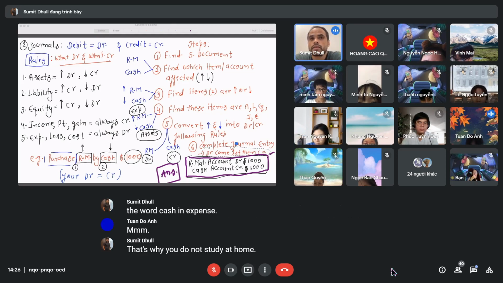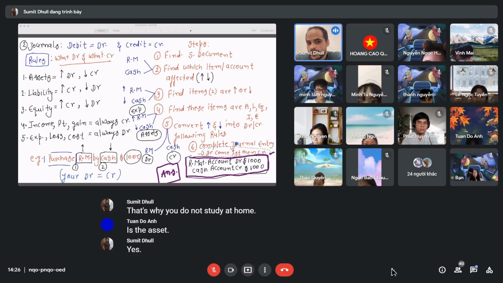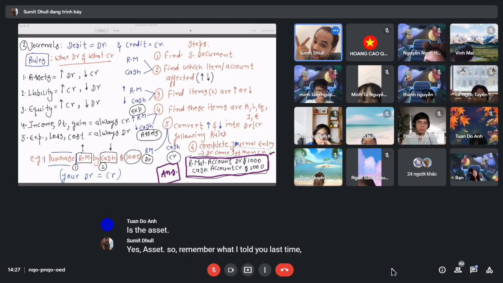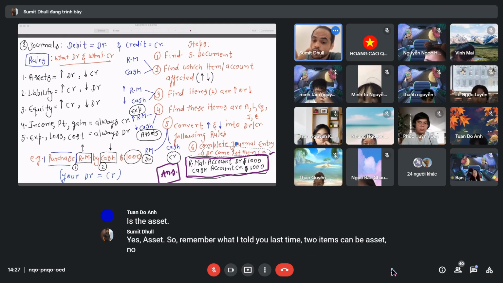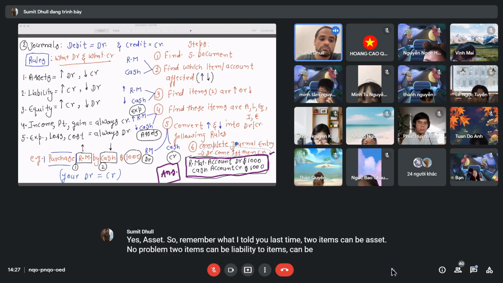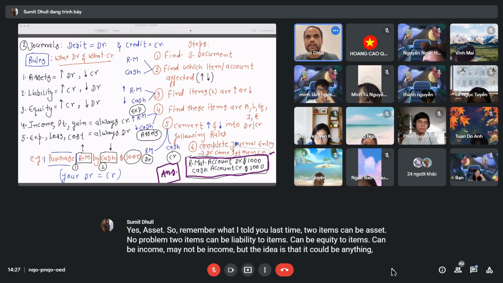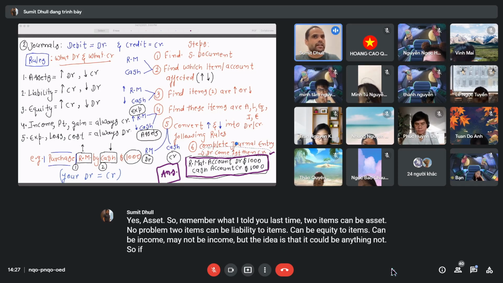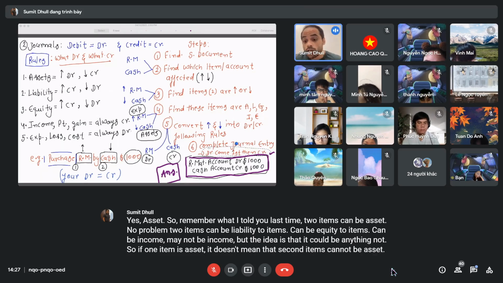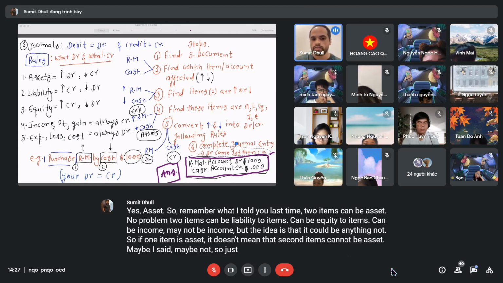Is it asset? Yes, asset. So remember what I told you last time. Two items can be asset, no problem. Two items can be liability, two items can be equity, two items can be income, may not be income, but the idea is that it could be anything. Not so if one item is asset, it doesn't mean that the second item cannot be asset. Maybe asset, maybe not. So just always follow the rules.